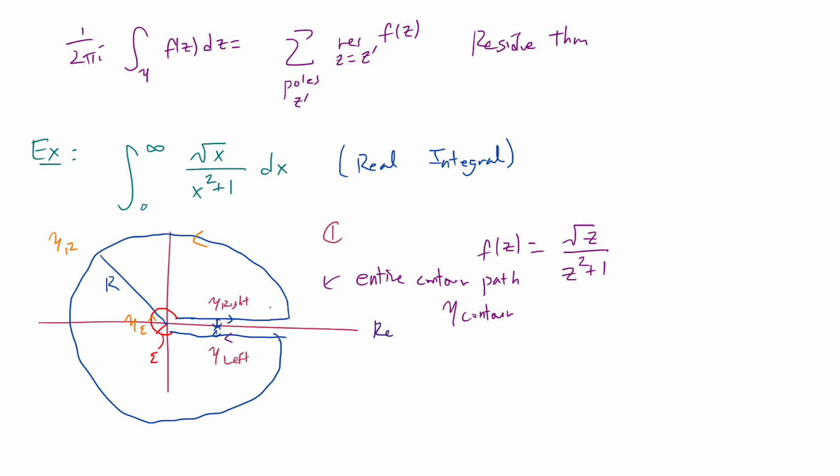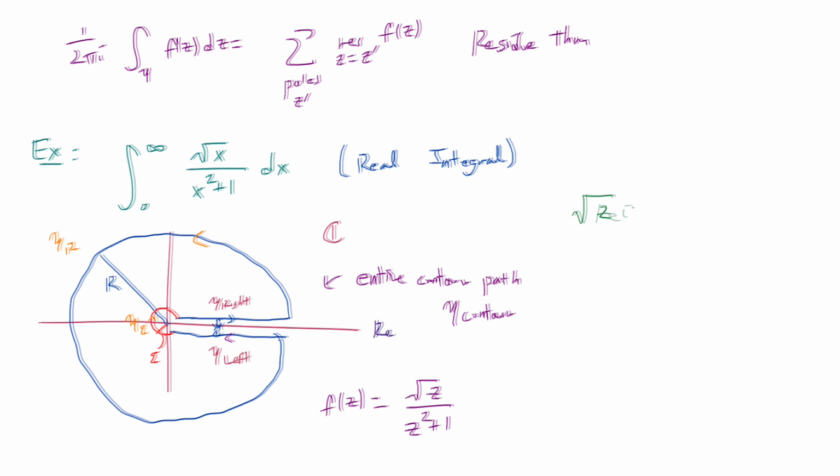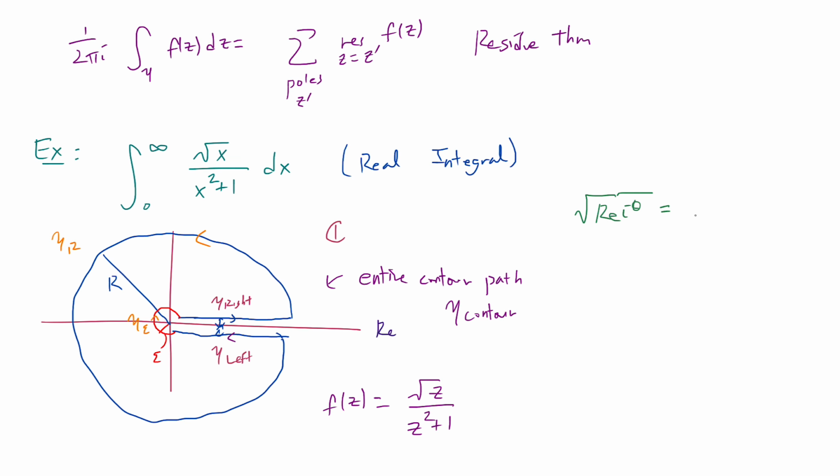Before we talk about why I am integrating along this gamma contour, let's talk about some subtlety inherent in f of z equals square root of z over z squared plus 1. The main issue is that, just like the natural log is multi-valued, square root of z is also multi-valued, and you cannot just make it holomorphic everywhere. When you look at square root of r e to the i theta, this is really square root of r times e to the i theta over 2. Consider theta equal to 0 and 2 pi. These are different angles, but the input r e to the i theta is the same, no matter whether you choose 0 or 2 pi.